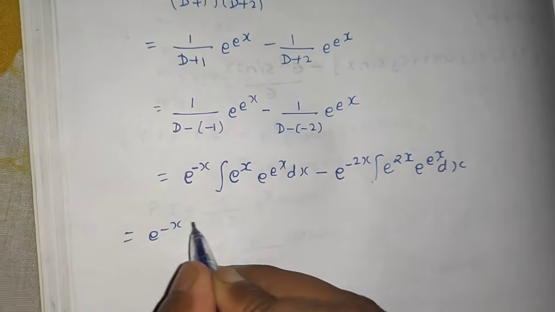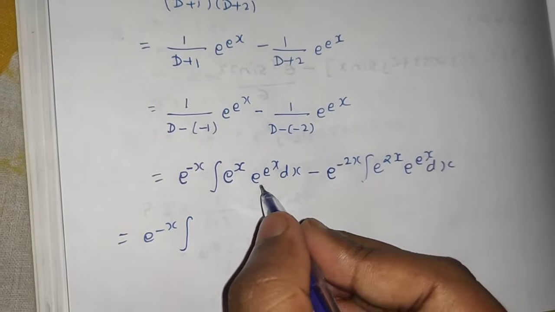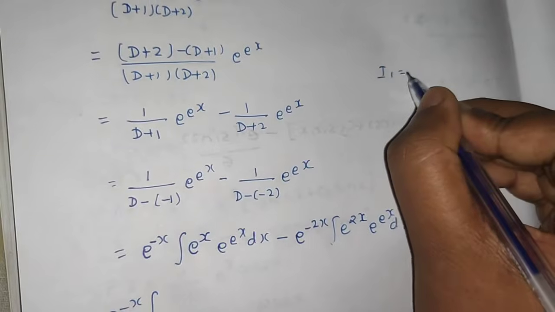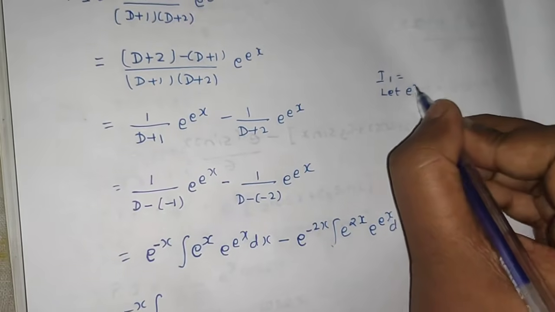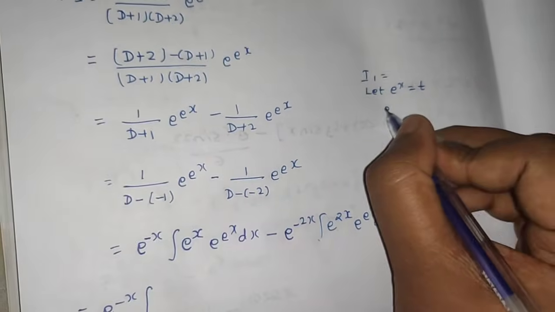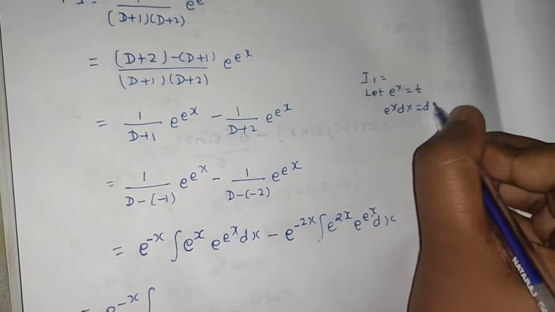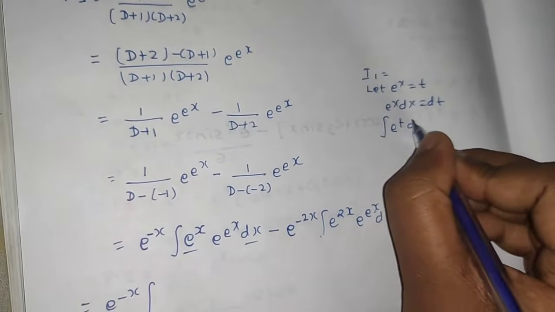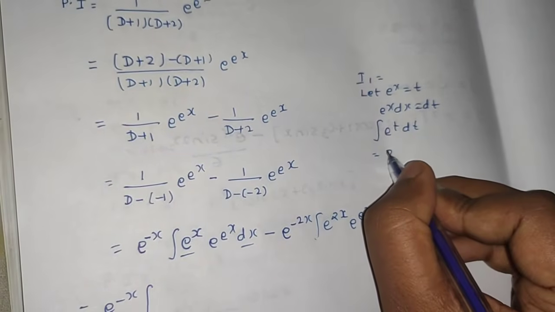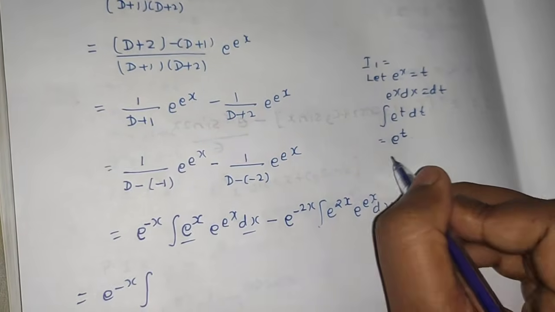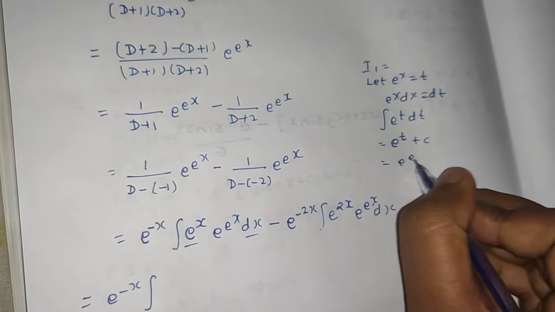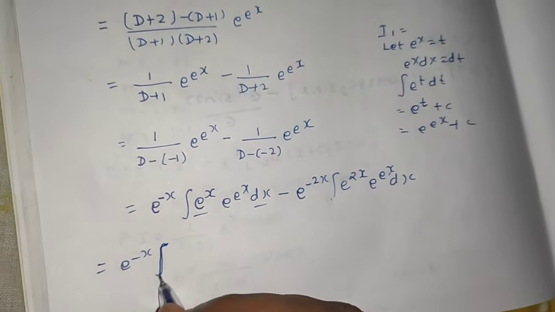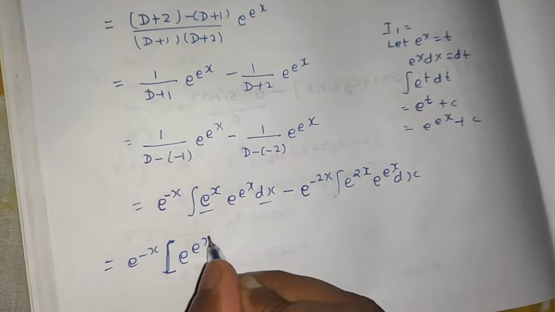First integral, I1: if you take e power x as t, then e power x dx will become dt, so you'll get integral of e power t dt. Integration of e power t is e power t only plus c, so e power x is what you are getting from the first integral.